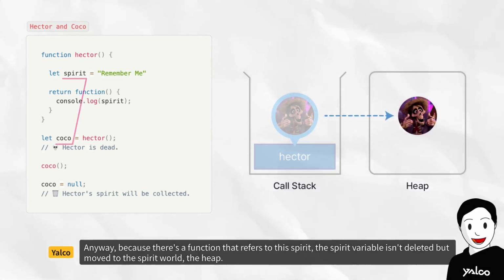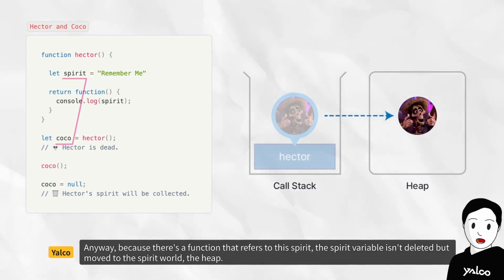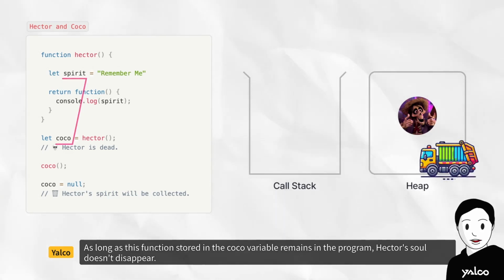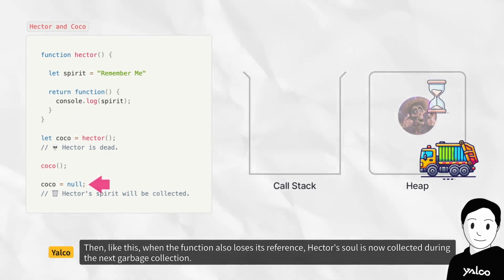Anyway, because there's a function that refers to the spirit variable, it isn't deleted but moved to the spirit world, the heap. In the heap, the garbage collector periodically collects forgotten souls, that is, data that isn't referred to anymore. As long as this function stored in the Coco variable remains in the program, Hector's soul doesn't disappear. Then, like this, when the function also loses its reference, Hector's soul is now collected during the next garbage collection.